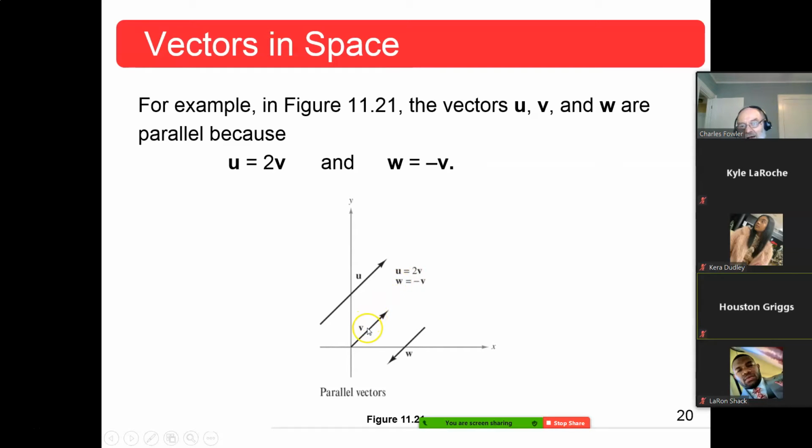But w does appear to be in the opposite direction, so its scalar is -1. That changes the direction because it's a negative, but it doesn't change the magnitude because the absolute value of -1 is 1. So that's what we mean by scalar multiplication, basically. That produces a parallel vector in the same direction if the scalar is positive, opposite direction if the scalar is negative, and the absolute value of that scalar determines whether it's a stretch or shrink.